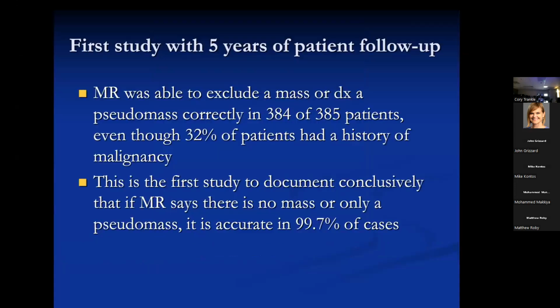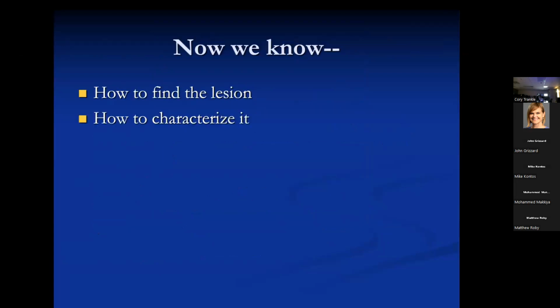So the other thing was that if MR says you're negative, that was correct in like 384 out of 385 patients, even though about 32% of our patients had a history of malignancy. So even in a cancer population, we were able to exclude tumors. So that's probably one of the greatest values of MR.